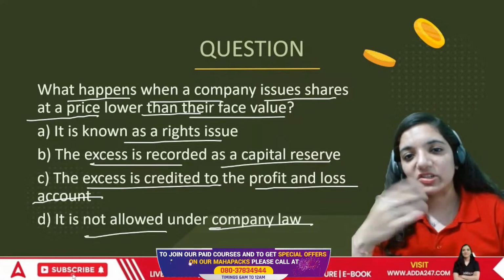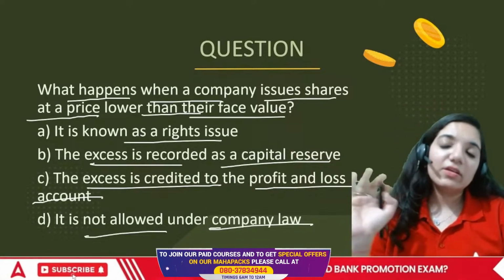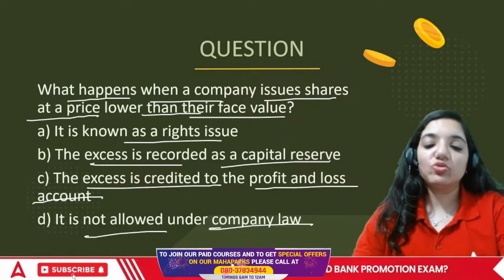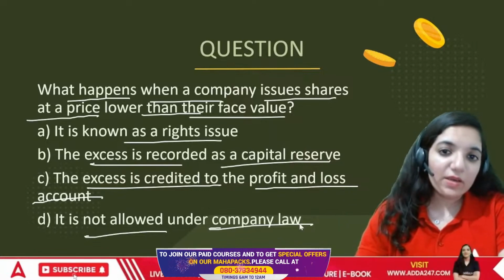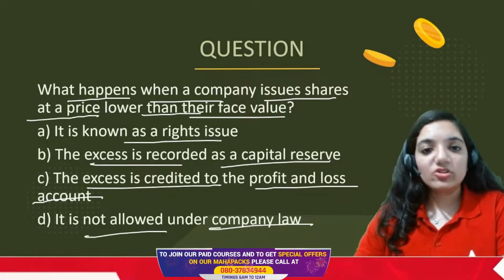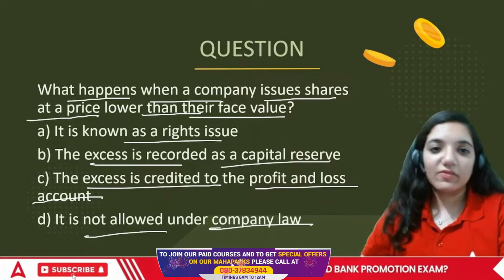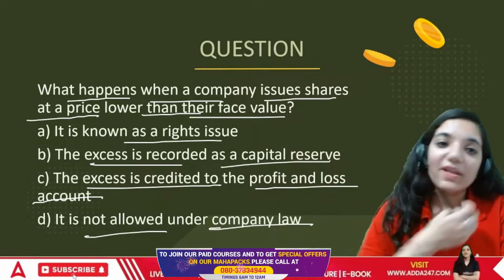It is basically excess recorded in capital reserve. Overall, this is not allowed. The shares cannot be issued at discount. Earlier they could be, but now that is not allowed. Okay. So basically what happens when the company issues shares at a price lower than the face value? When we do that, normally it is not allowed.